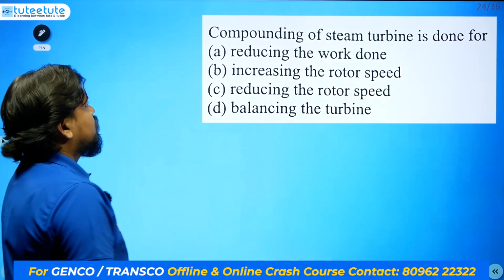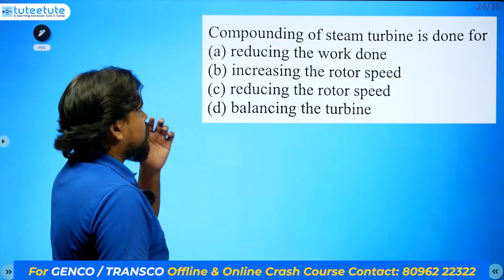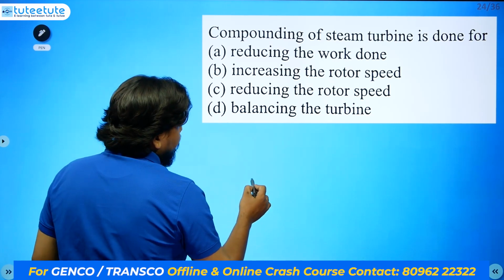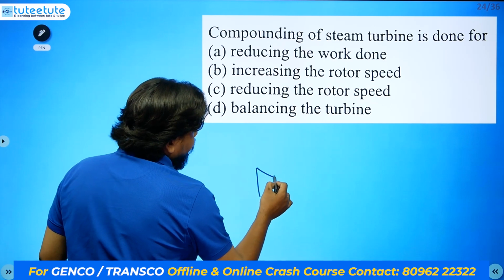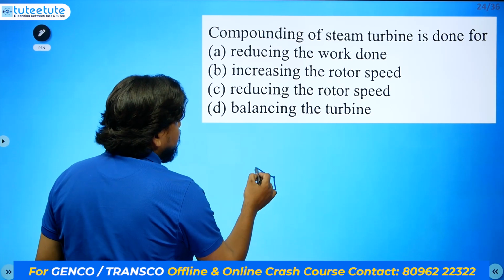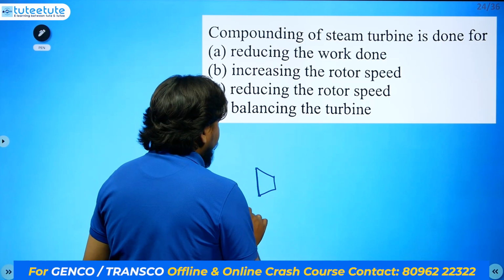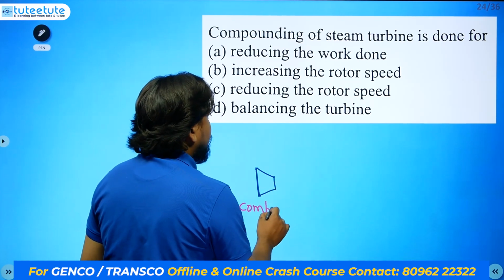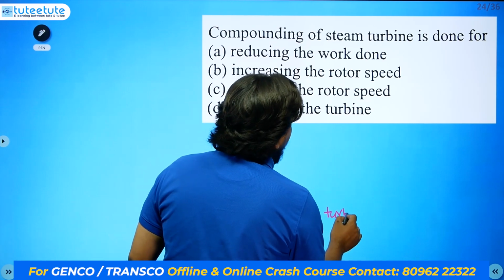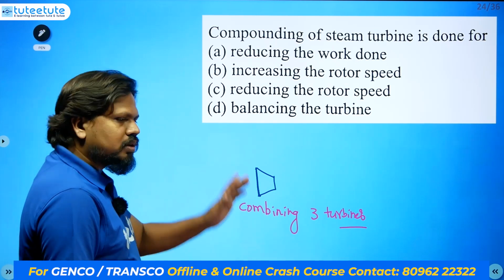Next question: compounding of steam turbine is done for. Compounding they are asking. Why are we doing compounding? Whenever a single turbine is there, it will be rotating at higher speeds. So what we will do is combine, or compound, two or three turbines. Three turbines are majorly used, but combining two or three is possible.